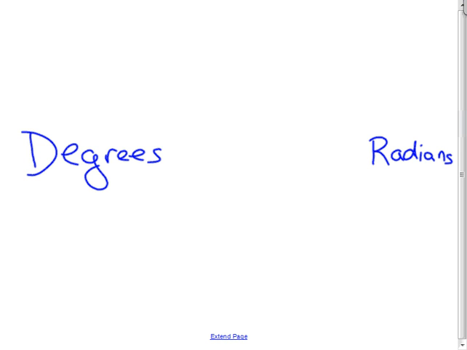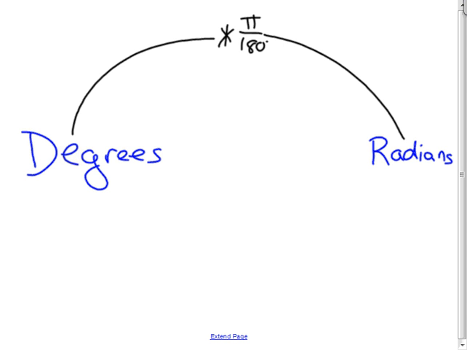A nice little graphic to help you remember: if you start with degrees and you need to get down here to radians, you just multiply by pi over 180 because you want to get rid of your 180 degrees. To go from radians into degrees, you are going to be multiplying by 180 degrees over pi because now I want to get rid of my radians. So just a nice way to help you with it.